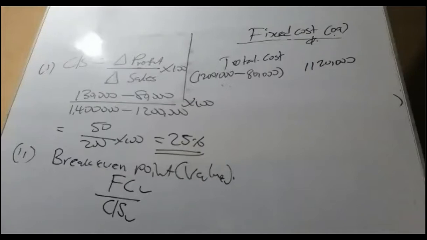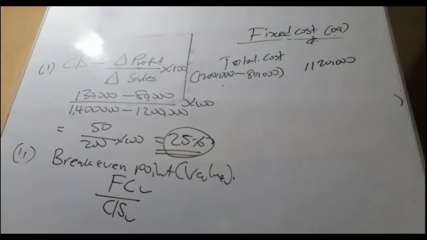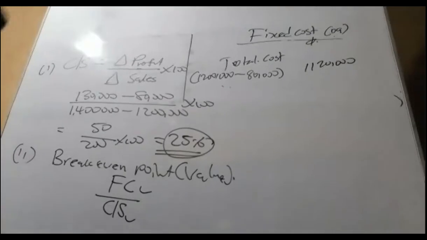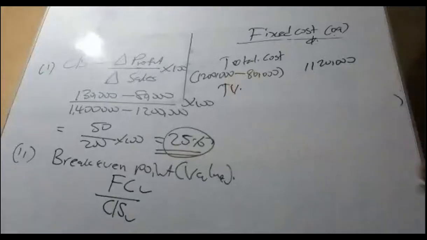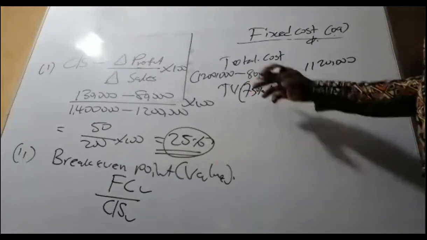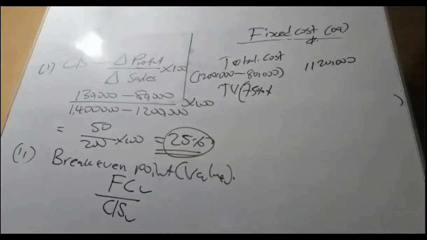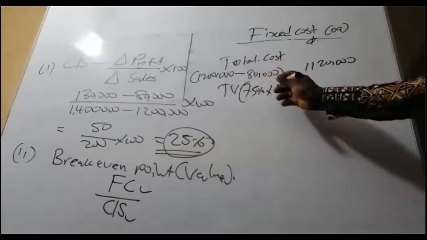But before we can get the variable cost, we have to remind ourselves of the assumption that states that if the CS ratio is 25% of sales, then the variable cost will be 75% of sales. All of them are on sales; sales is 100%. So total variable cost at this activity level will be, open your bracket, tell the examiner it is 75% of that activity's sales. What's the sales for 2009? Still the same, 1.2 million.